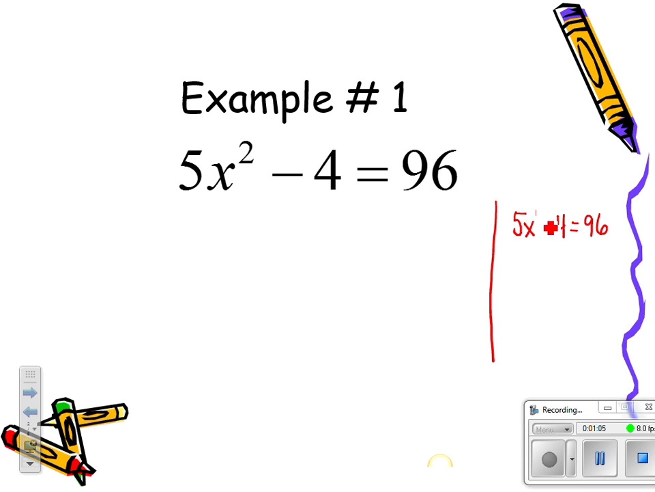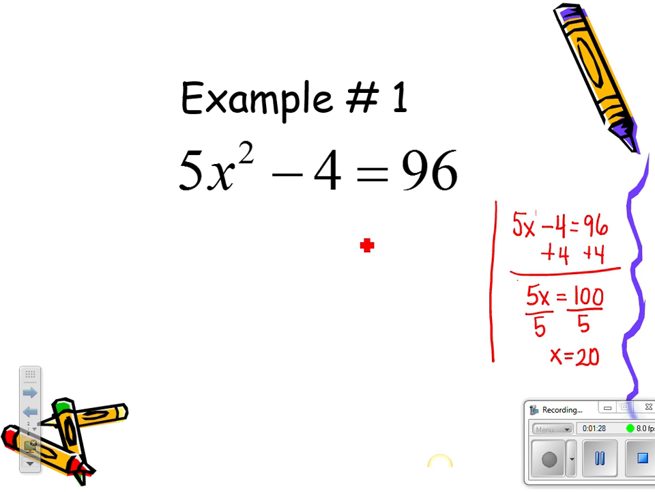So over here, if I had 5x minus 4 equals 96, I'm pretty sure that most of you would tell me, well, add 4, Mrs. Brendan, to both sides. So if I do that, I get 5x equals 100. And then what would I do to get x alone? I would divide by 5 on both sides, and I would get x equals 20.